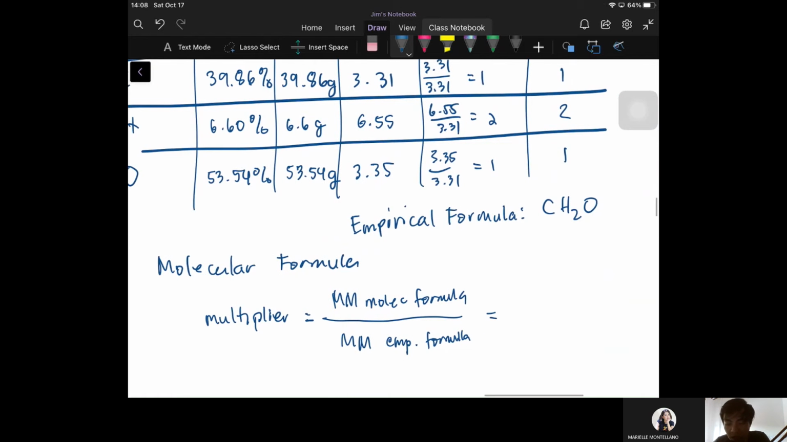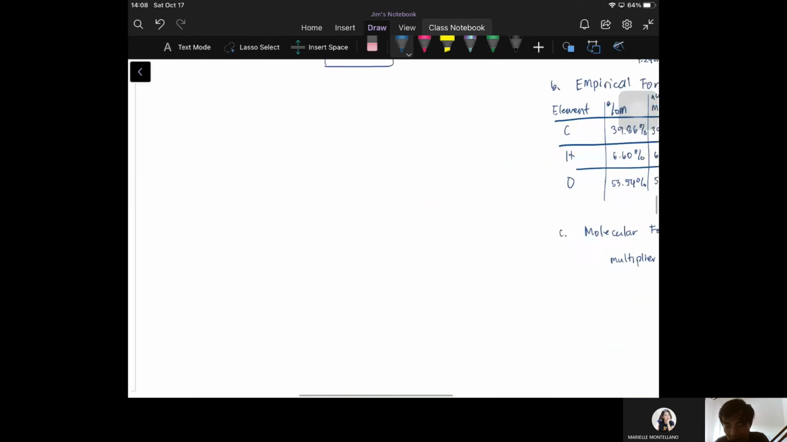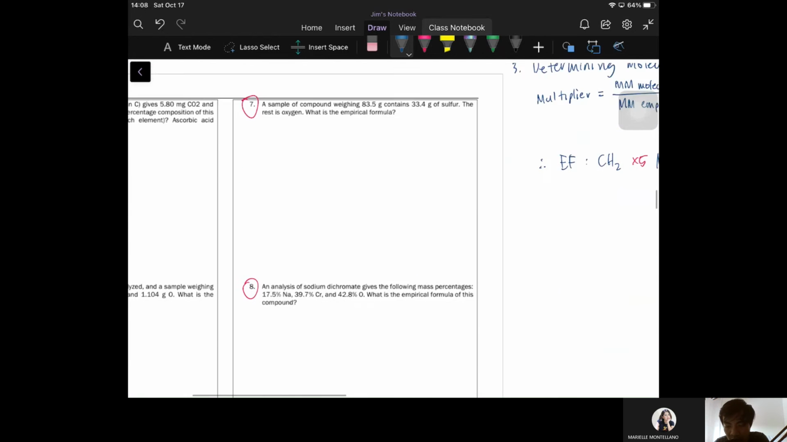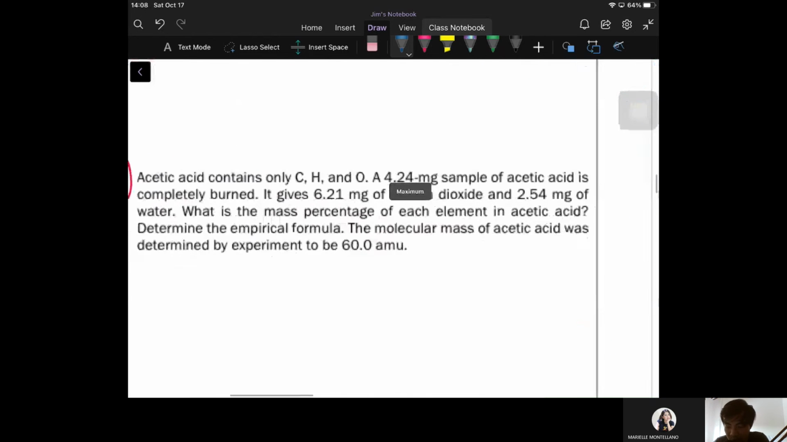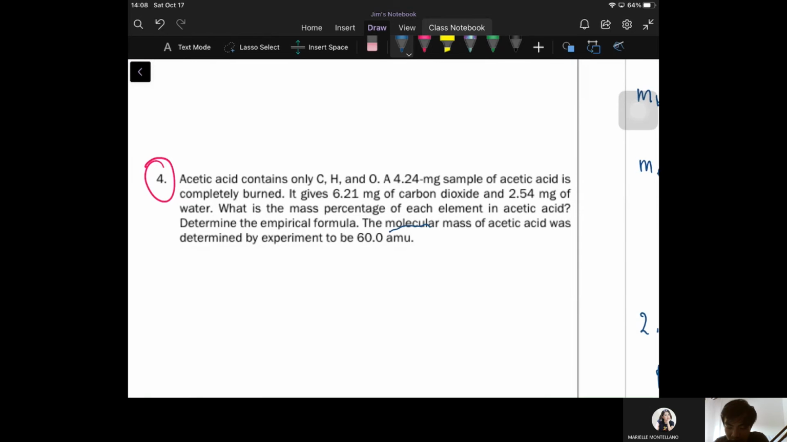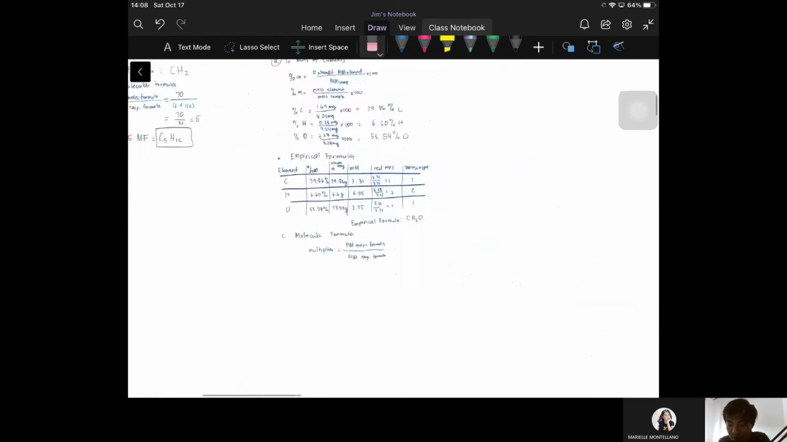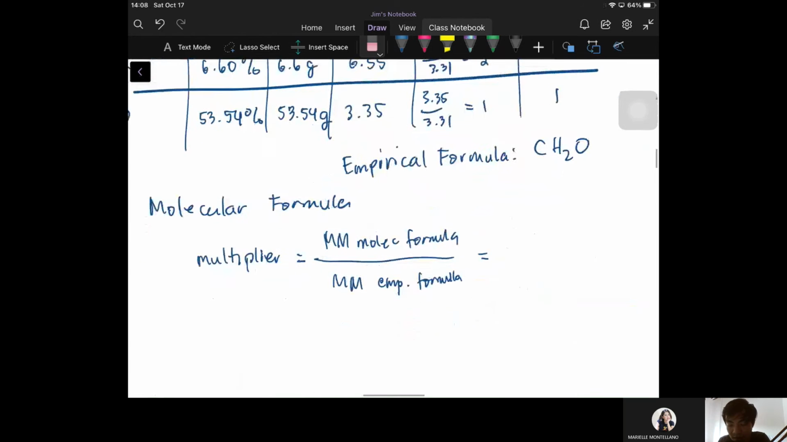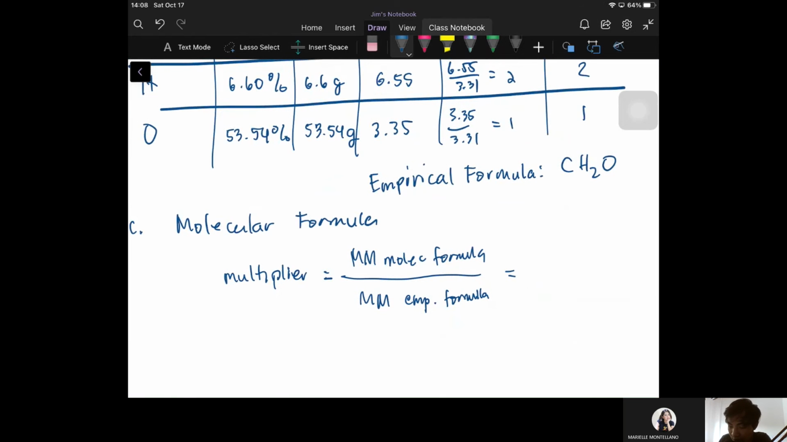Okay, so molecular formula, ang sabi sa problem, balikan natin. Sabi sa problem, the molecular mass of acetic acid was determined to be 60 grams per mole or 60 AMU. So, ibig sabihin yan, 60 yung molecular mass natin. So, that would be 60.